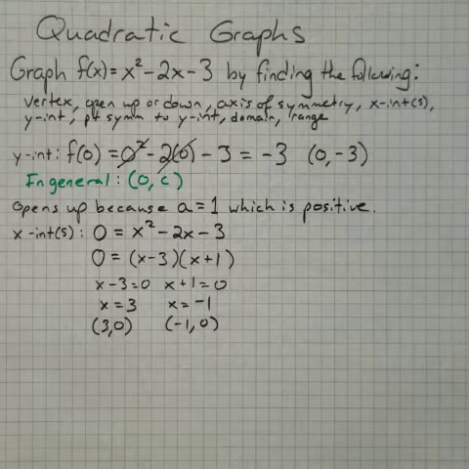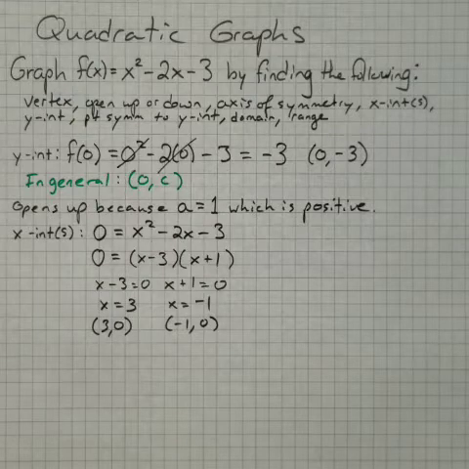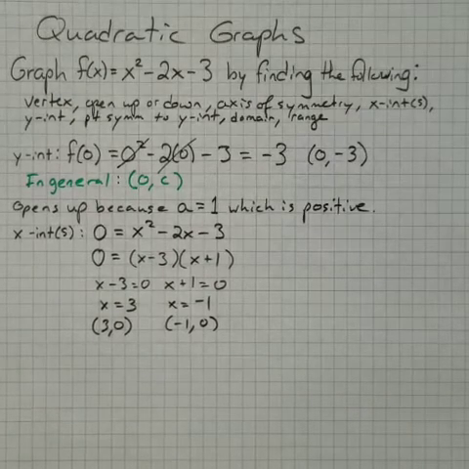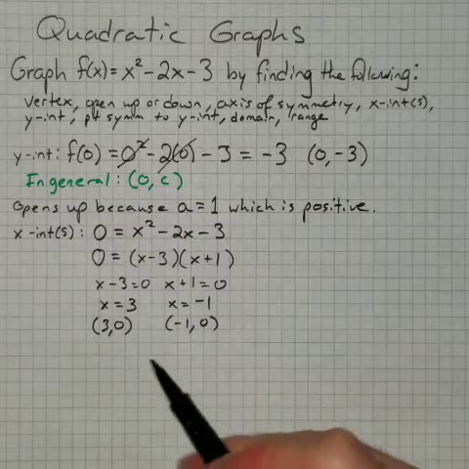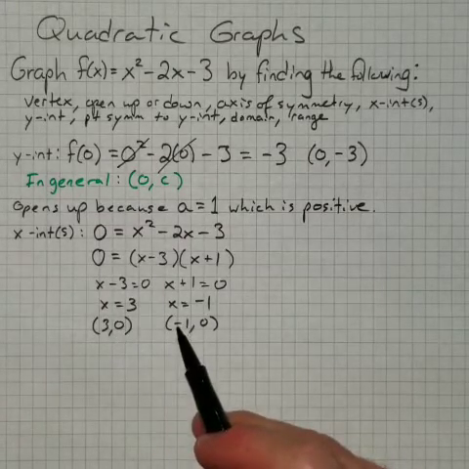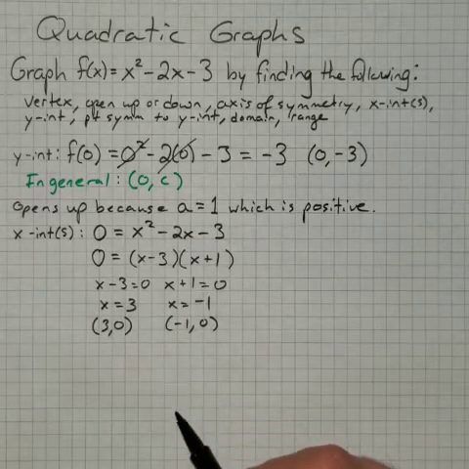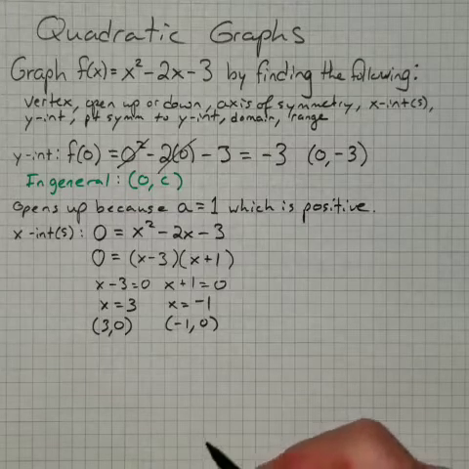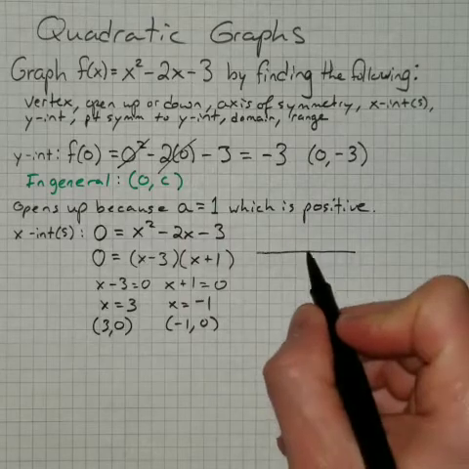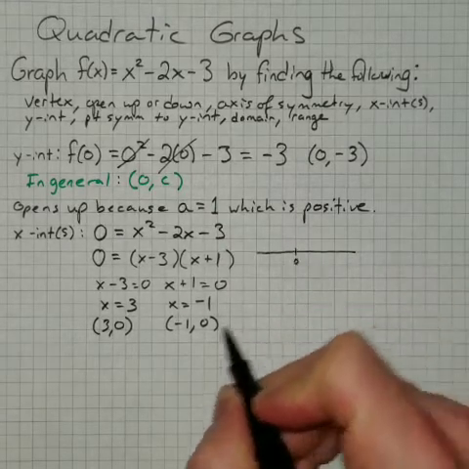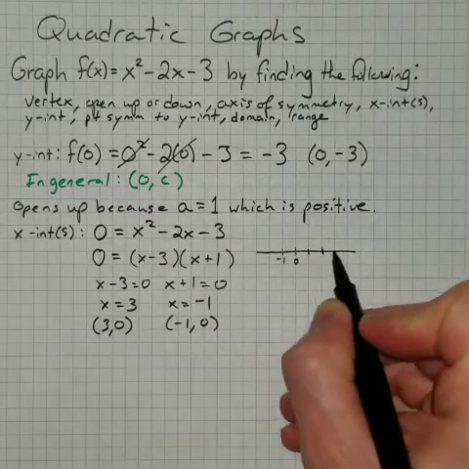What is interesting about the x-intercepts is that they are symmetric to each other. Anytime you have x-intercepts, they're going to be equal distance on either side of the axis of symmetry, which is a very nice feature. If I just plot out the x-axis here for a second, let's throw a 0 in here somewhere, -1, and let's see, 1, 2, and 3.